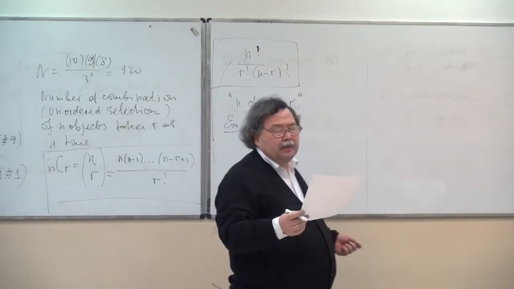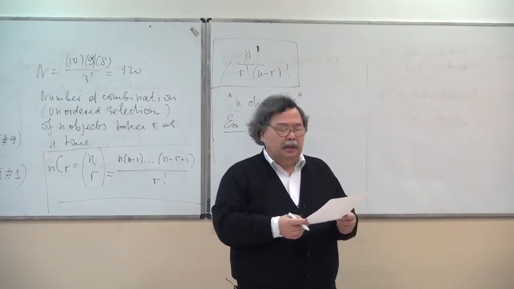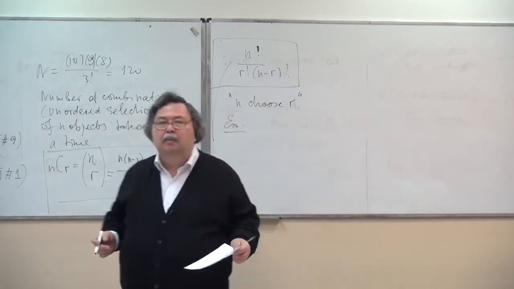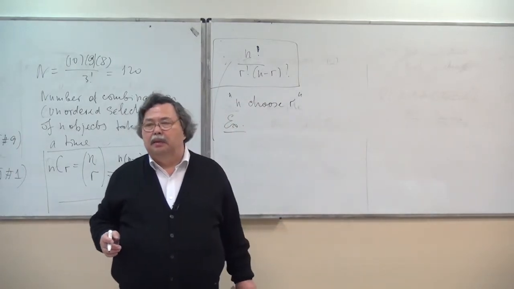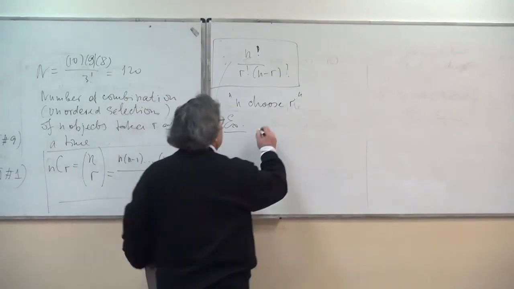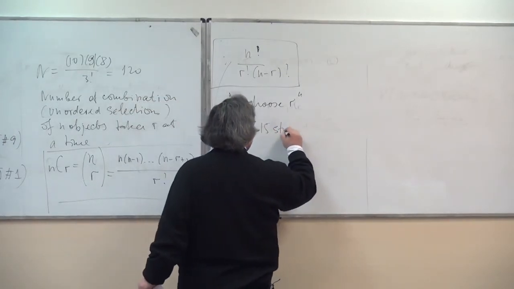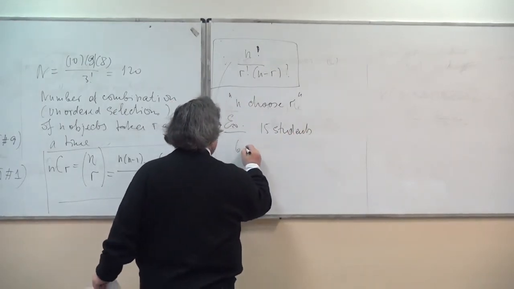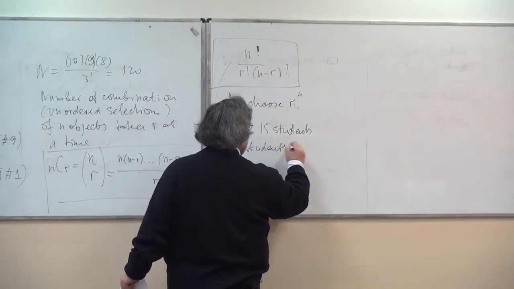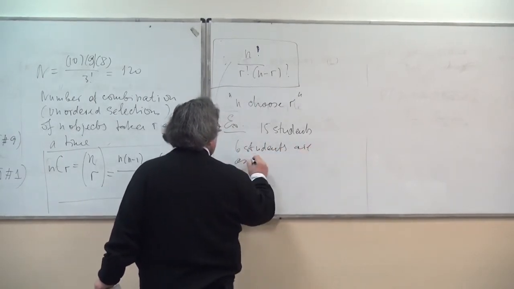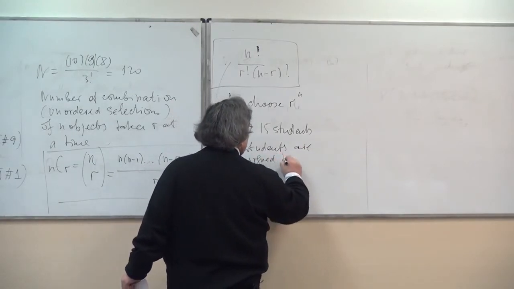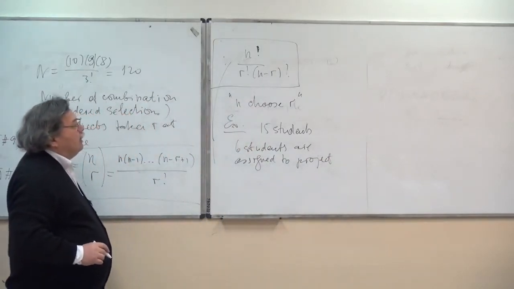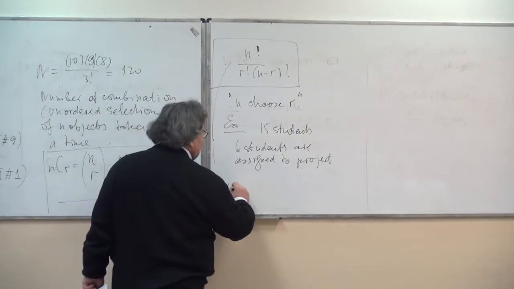In a student group of 15, a certain project is assigned to 6 students. In how many different ways can this assignment be made? So, 15 students, and 6 of them are assigned to a project. Okay? So what's the total number of ways this assignment can be done?